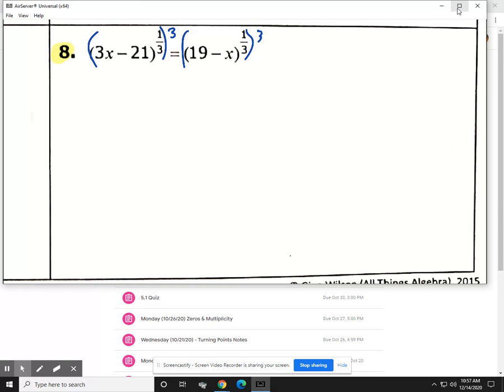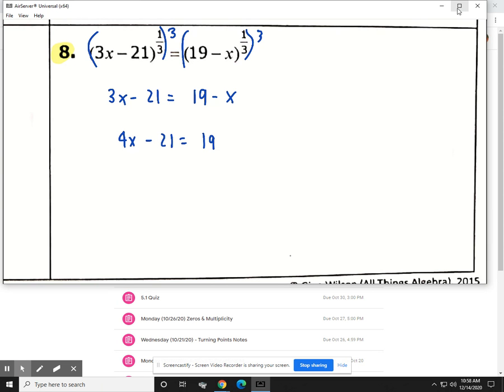When you cube them, it's not like this huge thing that you have to do. The 1/3 in the cube will just erase each other right out. So we're left with 3x plus or minus 21 equals 19 minus x. They just erase each other completely. And now we can just solve a problem. Which one do I move, the 3x or the minus x? How do I move that minus x? So 3x plus 1x is 4x.